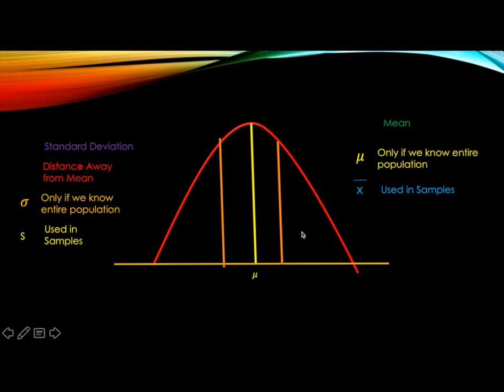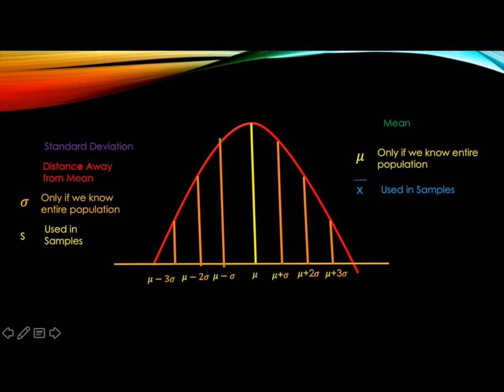These two lines on either side of the mean represent one standard deviation. To the right, mu plus sigma. To the left, mu minus sigma. The next two lines are two standard deviations away from the mean. Again, the right is mu plus 2 sigma, the left is mu minus 2 sigma. And lastly, these two lines are three standard deviations away. This one is mu plus 3 sigma, this one is mu minus 3 sigma.